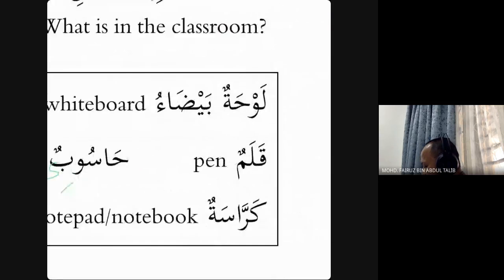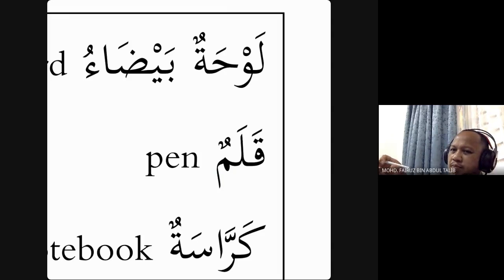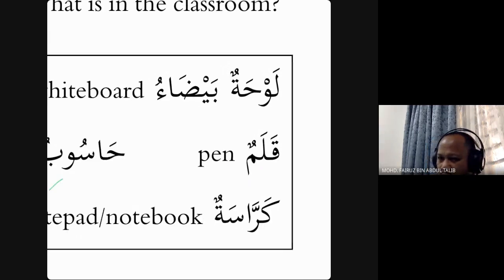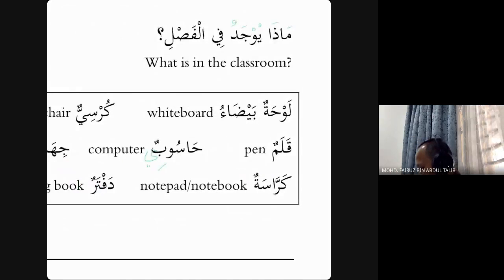For example, you want to say my pen, haza qalami, my pen. Or you can say qalamuka, your pen, qalamuki, your pen for female, qalamuhu. You can use all these words together with the pronoun, the domir. But make sure which pronoun you use. Is it ana or the second one? Is it anta or ka? Go back to the lesson on pronouns.